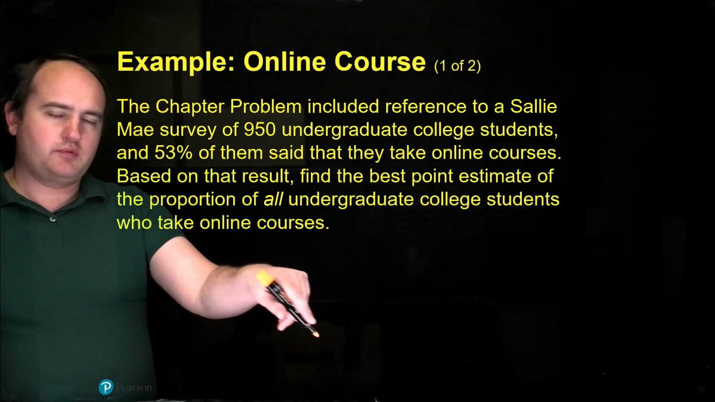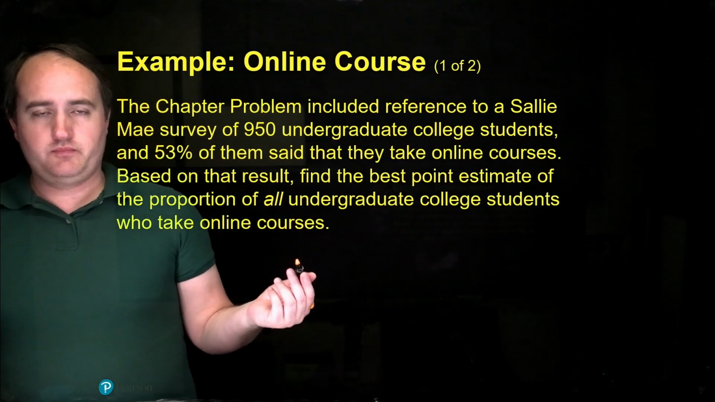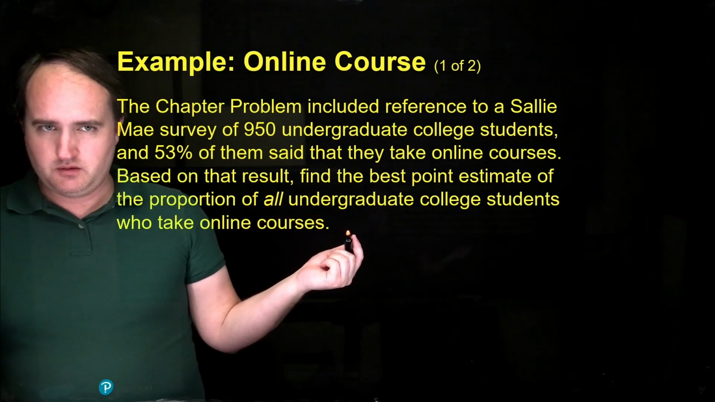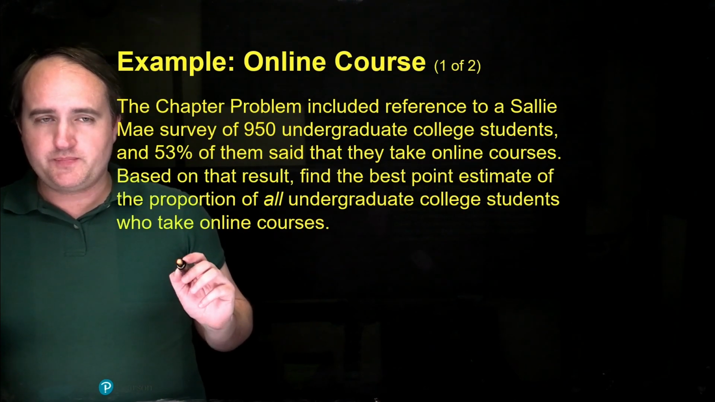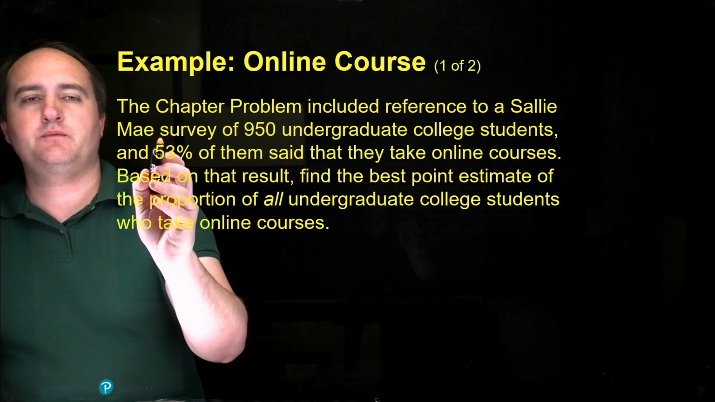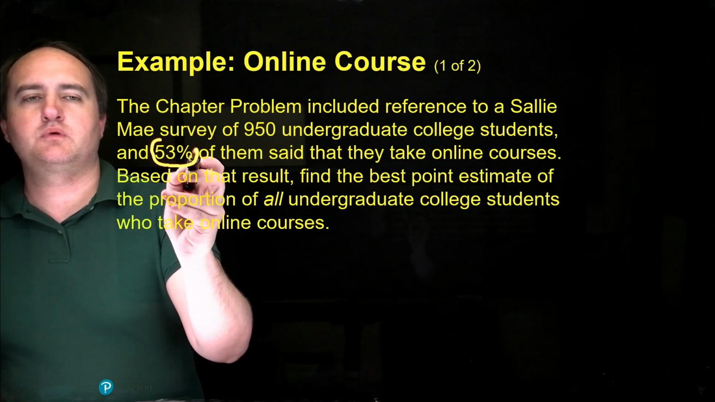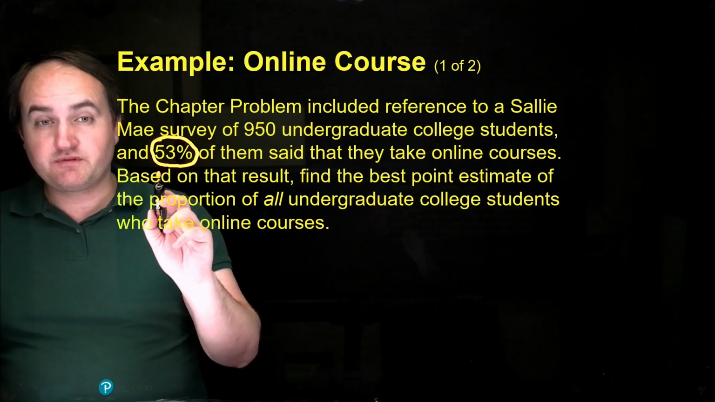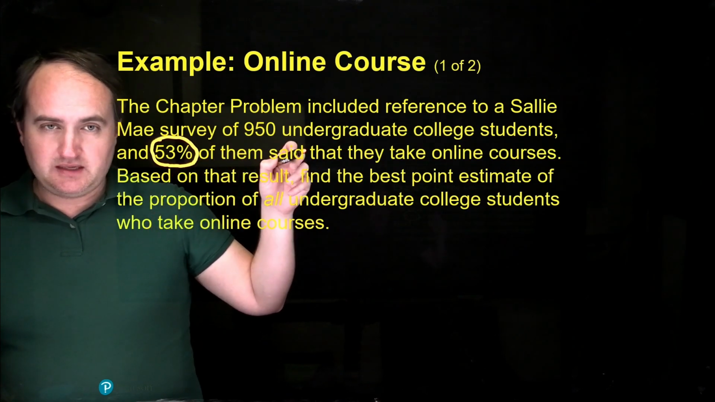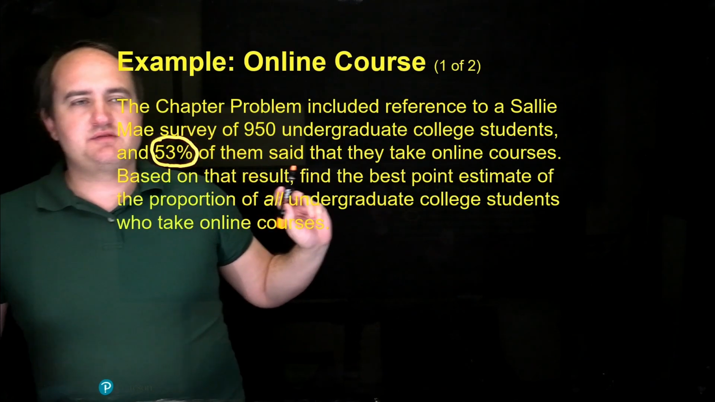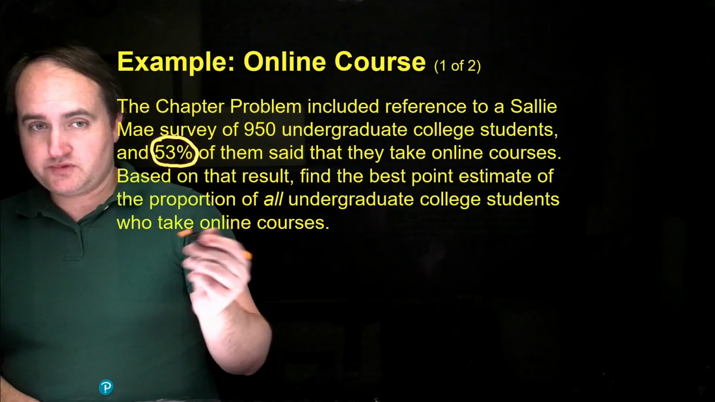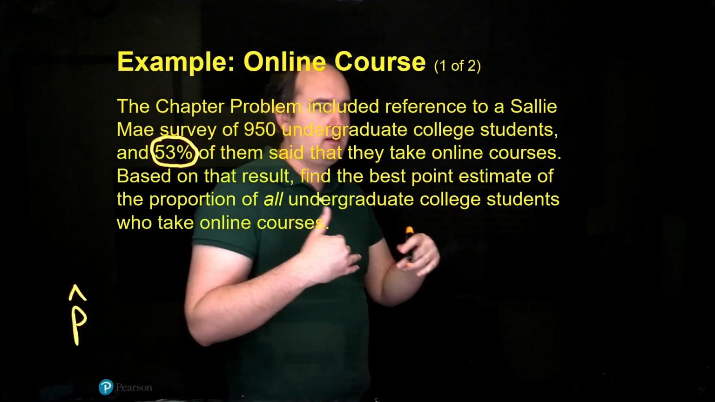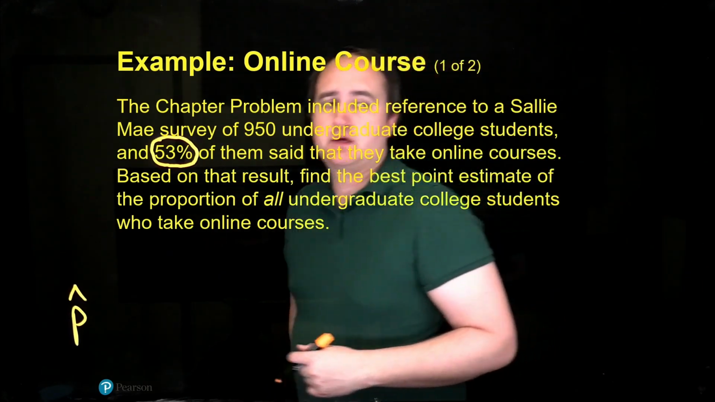Okay, so I already erased it, but we know that P hat is X over N. But the thing is, we don't even have X here, and we don't need it. So all we have to do for P hat is just take this 53%. So when they give you a percentage, just remember that we want to write it as a decimal for our homework, quizzes and exams. Because there were 950 people in the sample, the 53% of them that said that they take online courses is going to be the same as P hat. So we don't even have to do X over N here, but I did tell you about the X over N because you might have to do it on some of the problems in our assignments.